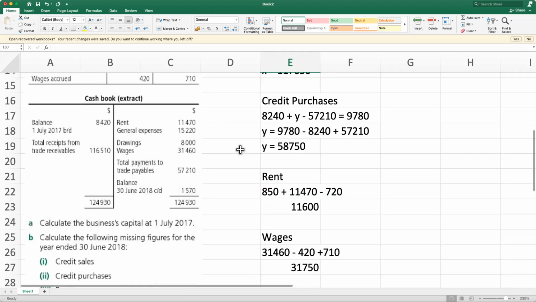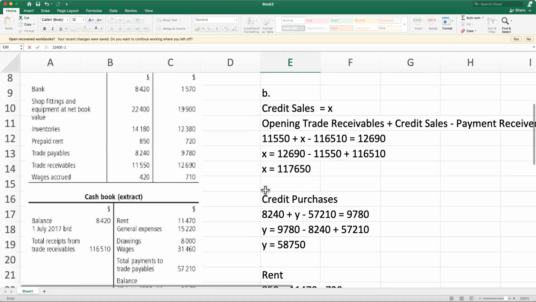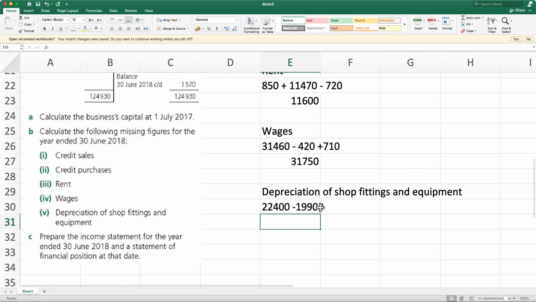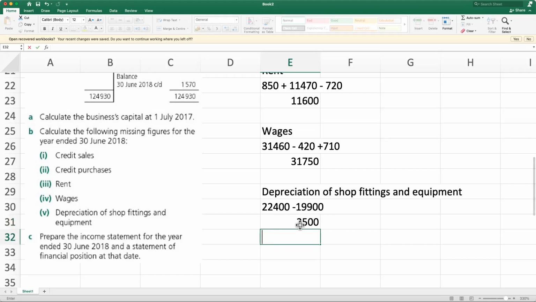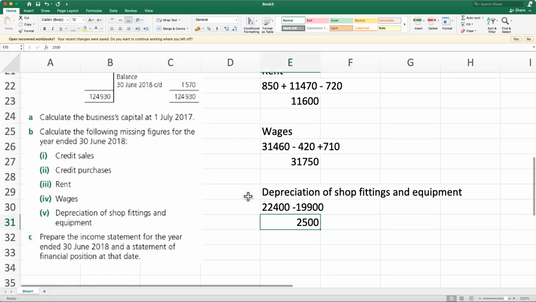So 22,400 minus 19,900. The difference will be my depreciation. 22,400 minus 19,900 is 2,500. Okay. So this is sorted out. Everything done, then we can prepare our income statement.